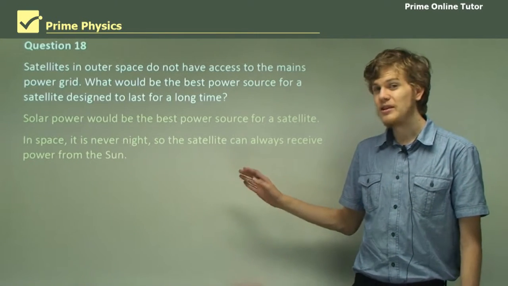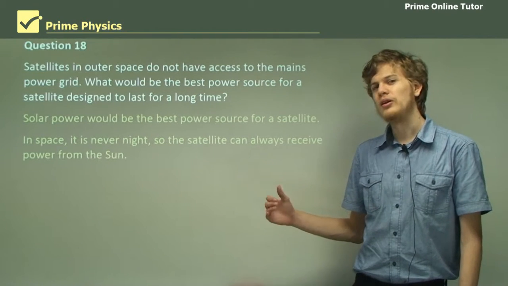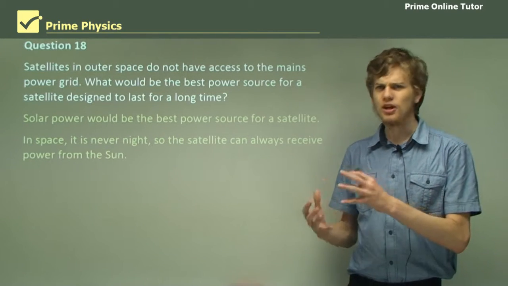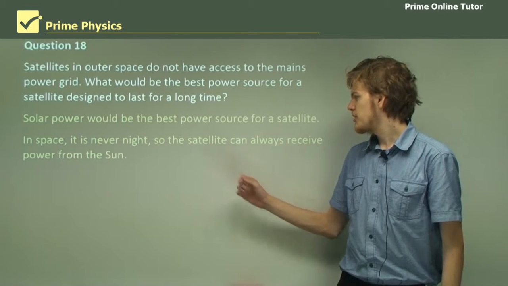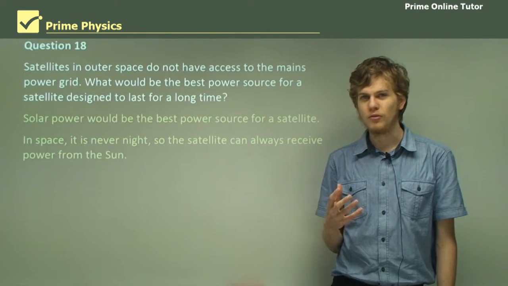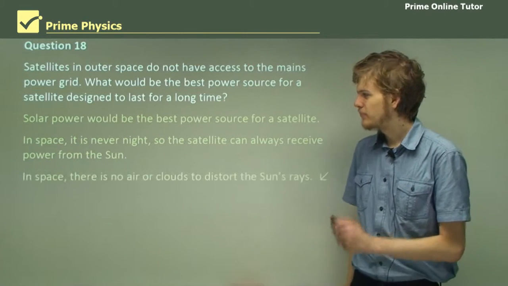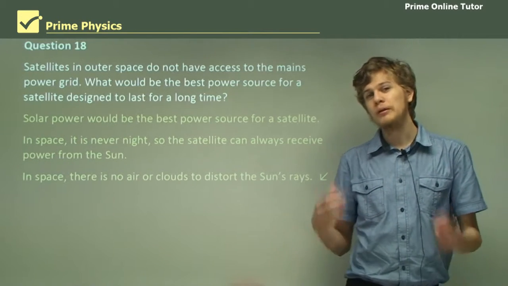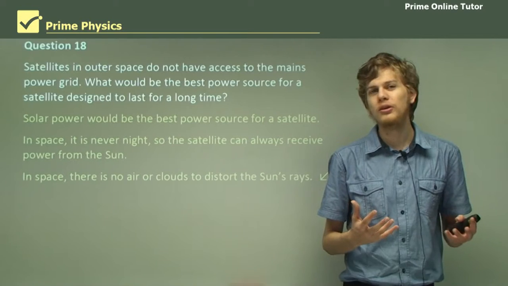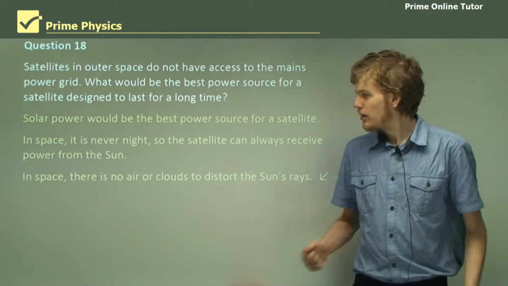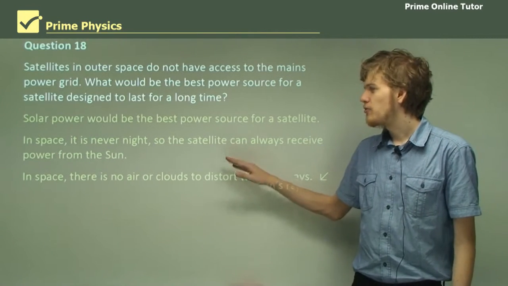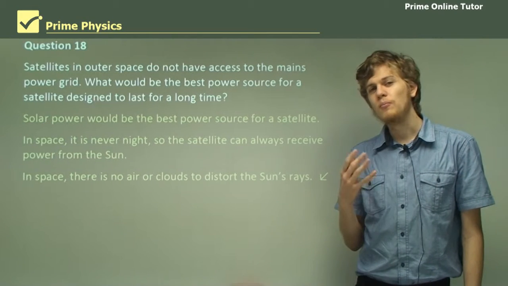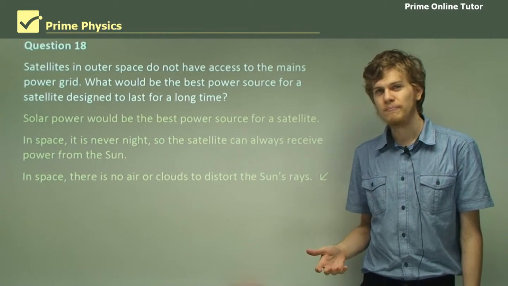So in space, it's never night because we're never permanently in the shadow of a planet. So the satellite will always be able to receive power from the sun. In space, there is also no air or clouds, which normally block some of the flow of sunlight that we would get from the sun. So in space, because neither of these problems exist, solar panels are more useful than they are on Earth.